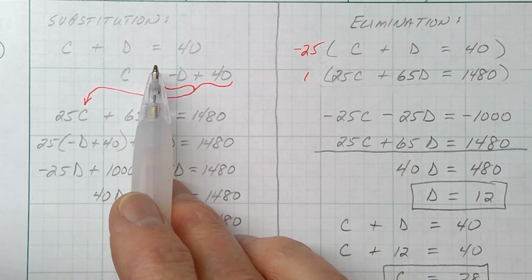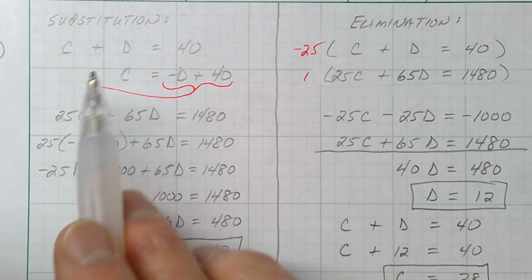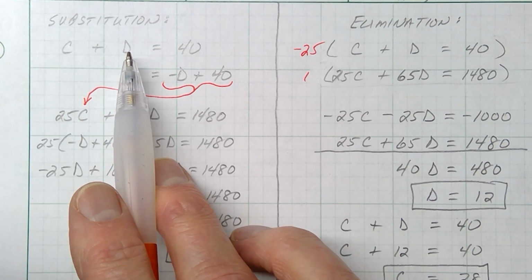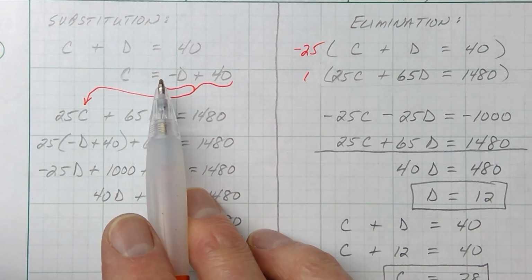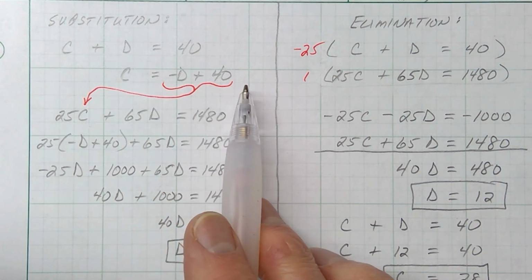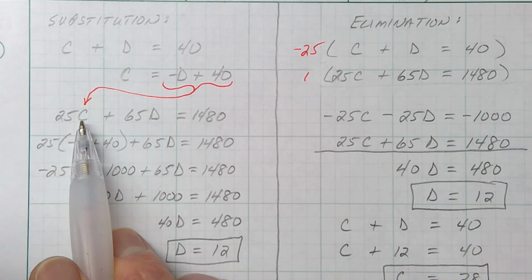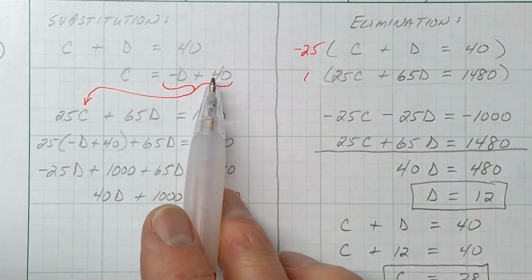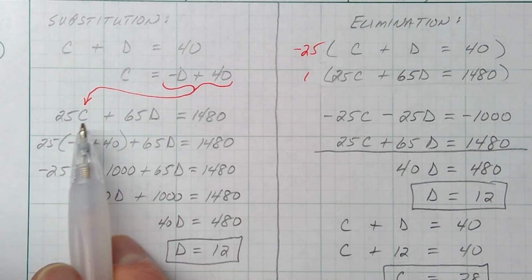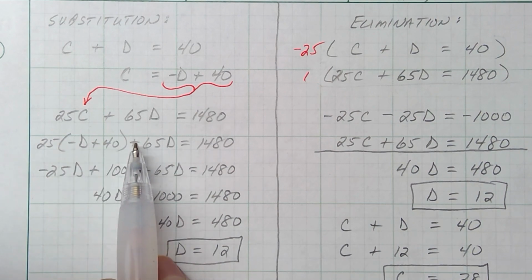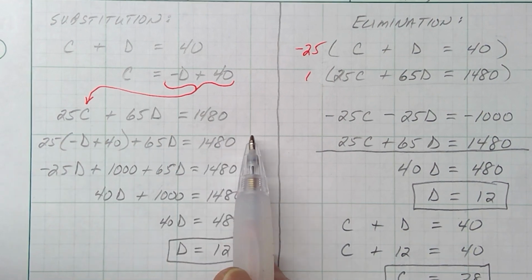Substitution, you take either equation and get one of the variables alone. It's really your choice. I chose to get C alone this time. So minus D says C can be replaced by negative D plus 40. In my other equation, I replace C with this mess right here. So it looks like this. 25 times C is 25 times, and we replaced C with this stuff in parentheses. The rest of it stays the same.